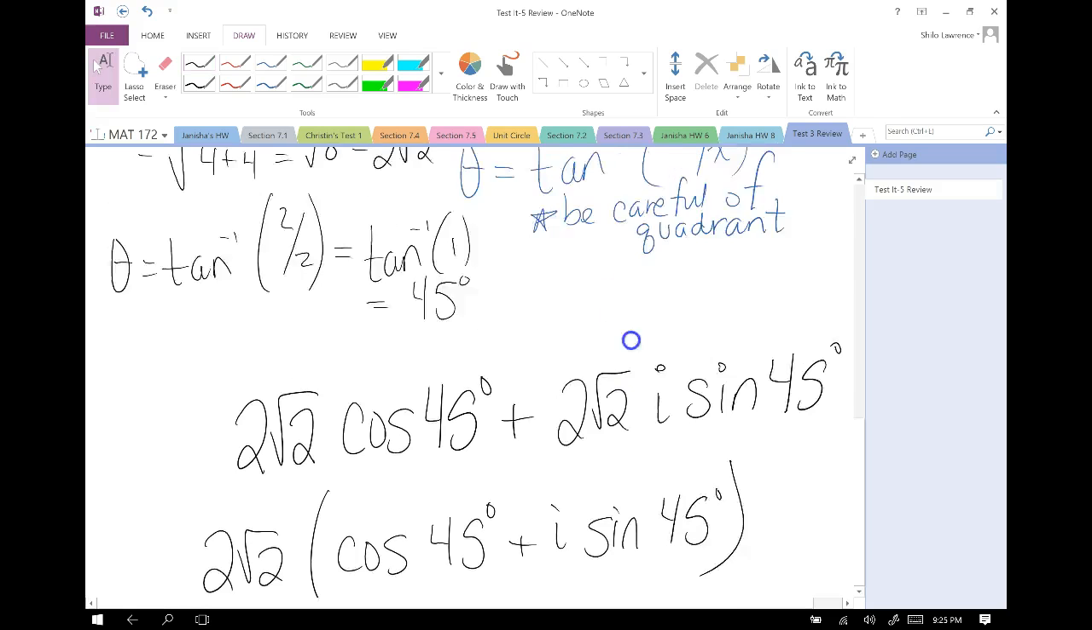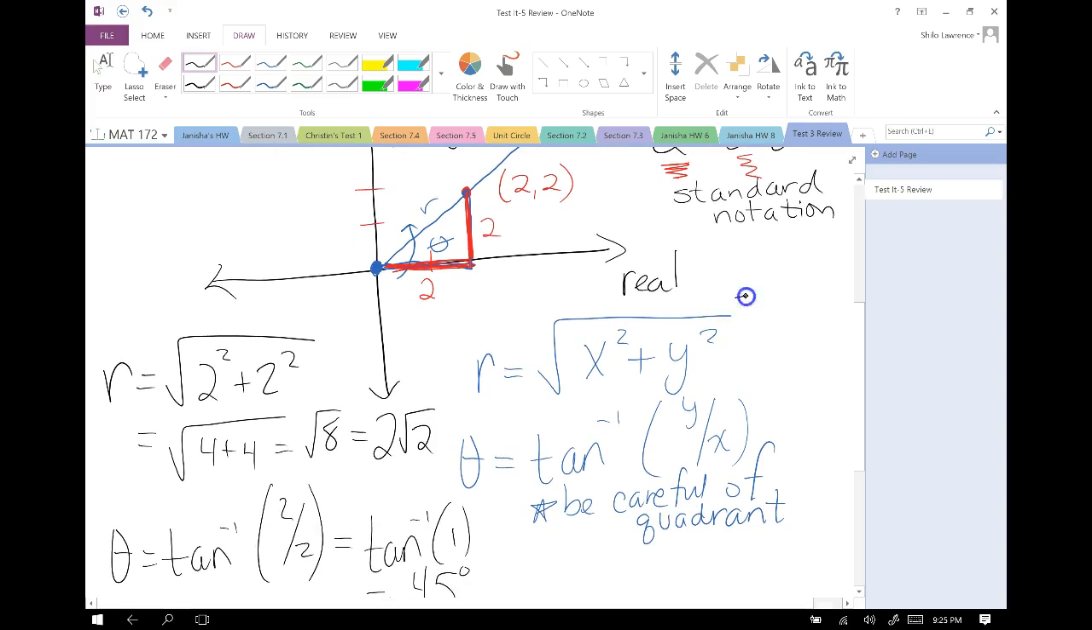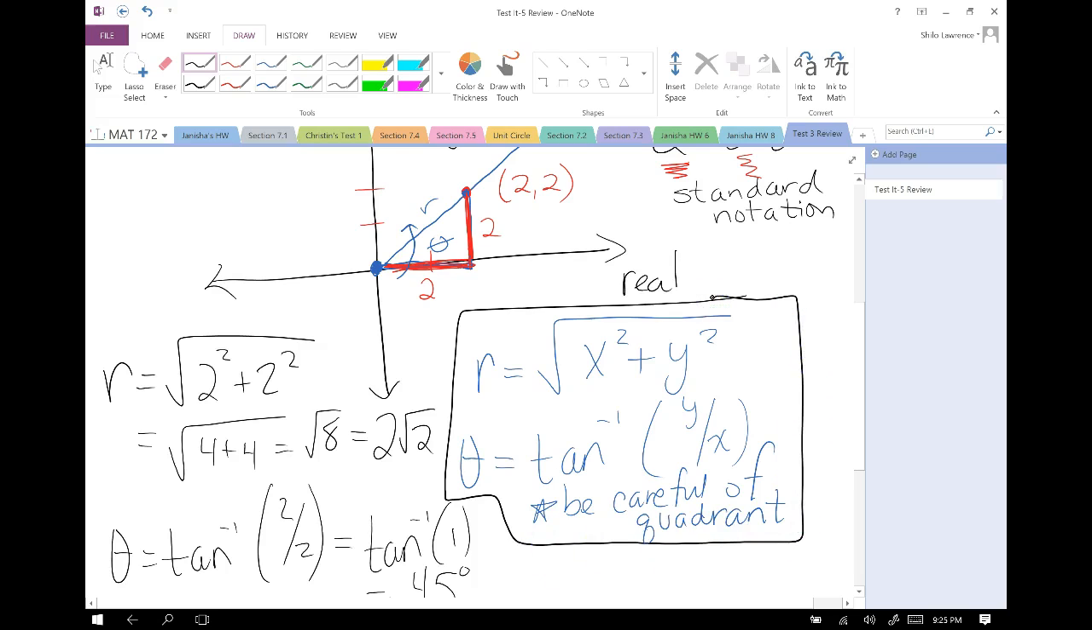So the trig notation, instead of using the legs of the triangle, uses the hypotenuse and the angle to get to the exact same spot. And these are the formulas that it uses. And hopefully those formulas look familiar. We've used them for other things before.